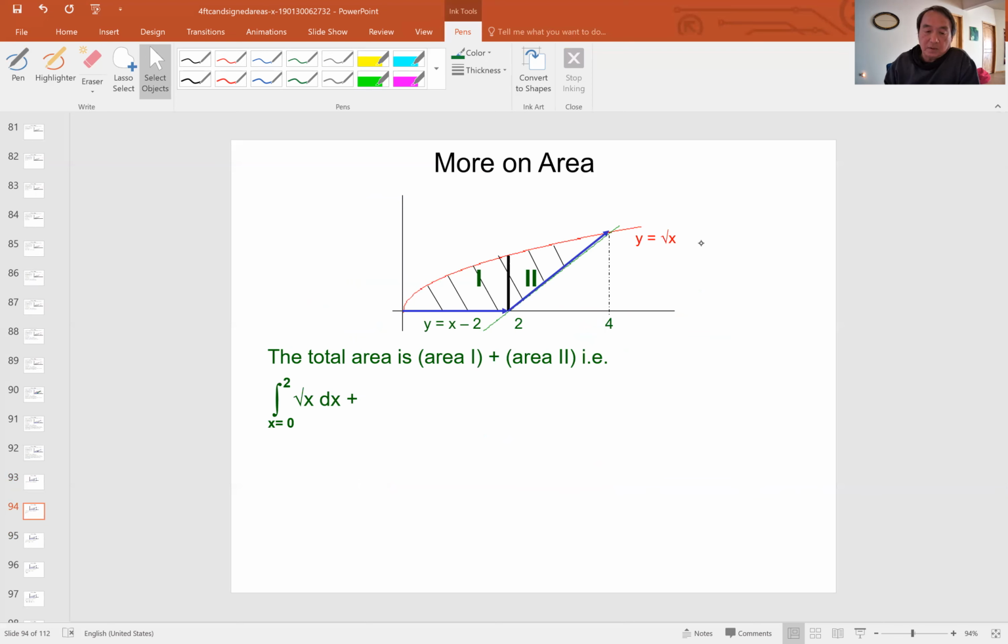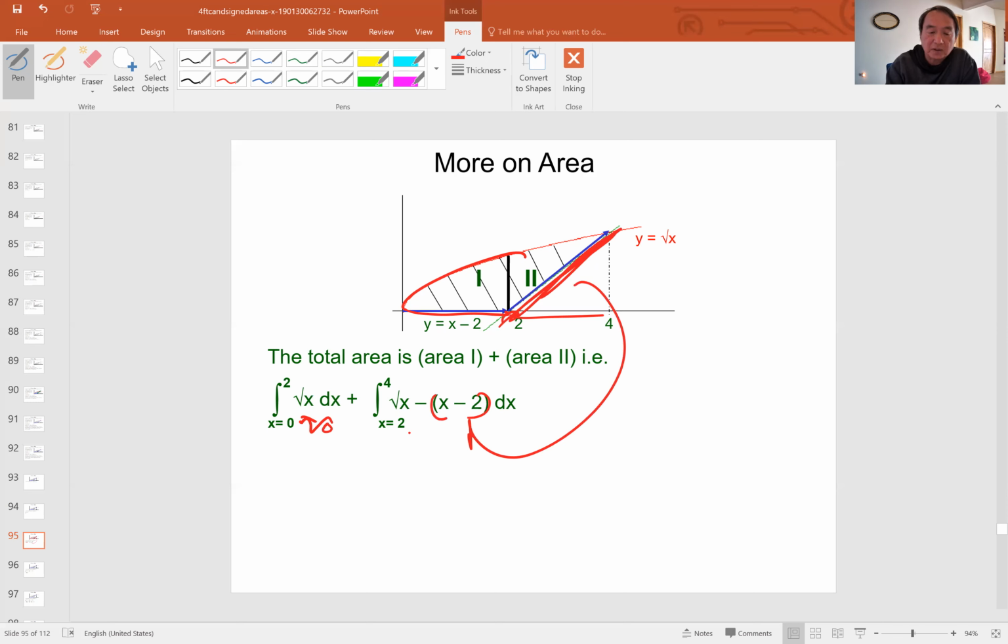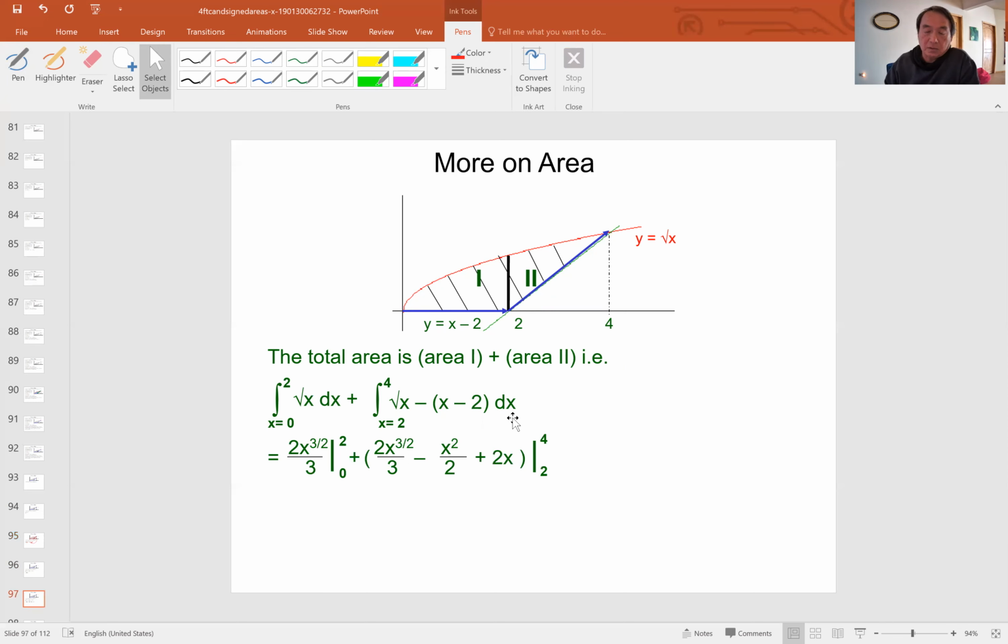Here is the first piece, and here's the second piece. Root x is the top. The bottom is 0, so root x minus 0, so I don't have to write anything over here. And when I get over here, now the bottom piece is x minus 2, therefore I have to subtract it out as another piece. So this is two sets of calculations. Then we integrate.